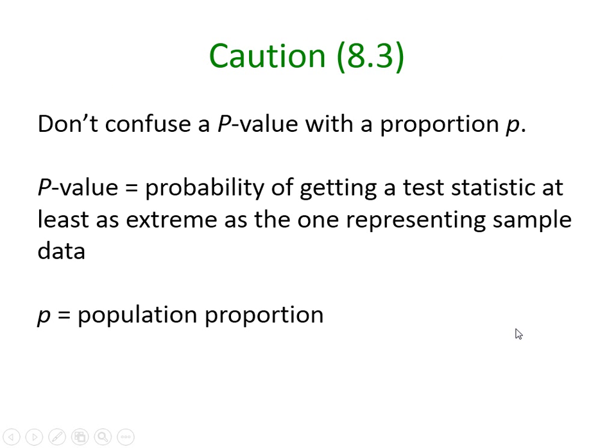Now, be careful again, I think I mentioned this last time, be careful between the p-value and the proportion p. The p-value is the probability of getting a test statistic at least as extreme as the one representing our sample data. So that p-value is a probability versus p is a population proportion. So pay attention to what that notation means and be careful with that as it comes along.